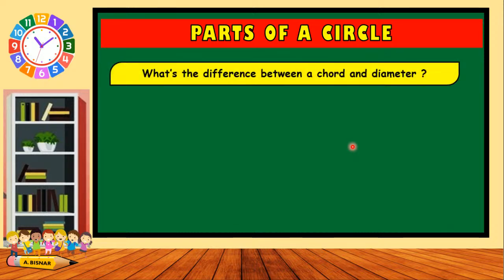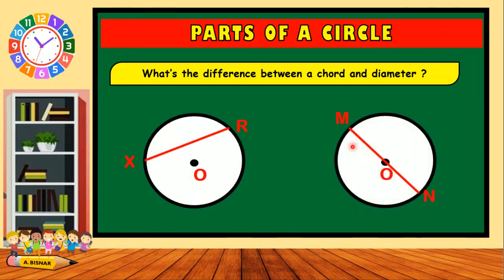What is the difference between a chord and diameter?